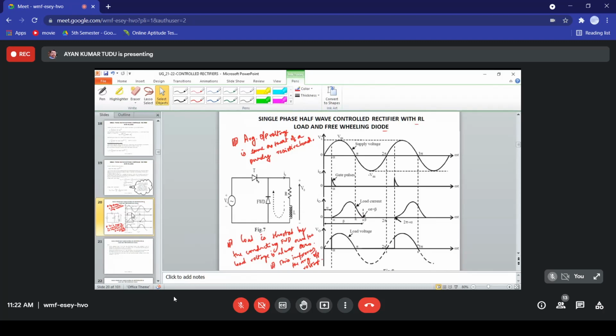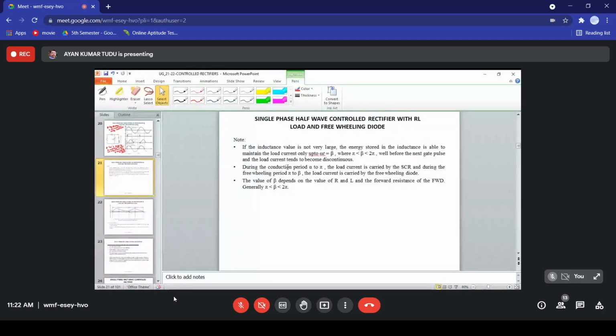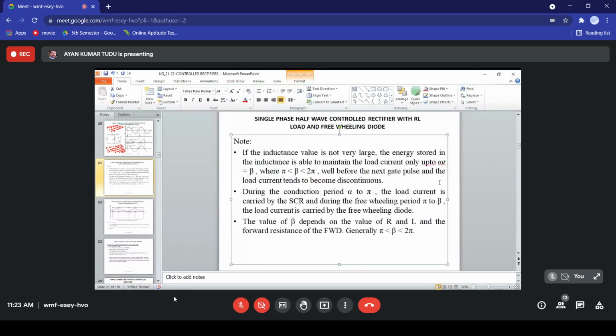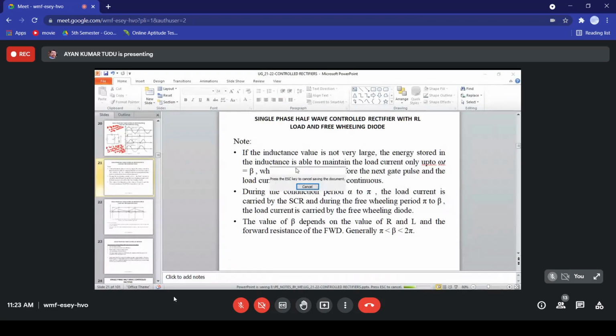So what we can say is that if the inductance value is not very large, then the energy stored in the inductance is able to maintain the load current only up to omega t equal to beta, as you can see here, where pi is less than beta, which is less than 2 pi, well before the next gate pulse, and the load current tends to become discontinuous.